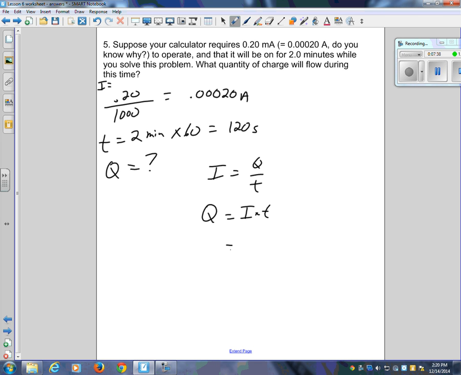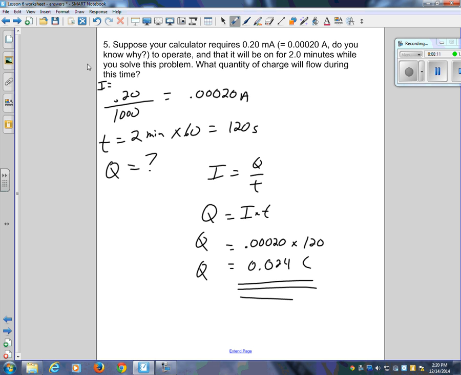So we've got our 0.00020, I guess, times 120, and we're definitely going to need a calculator for this. 0.002 times 120, and I get 0.024 coulombs. Not much charge at all. Again, equal signs lined up. Units on the final answer, bottom right hand corner.